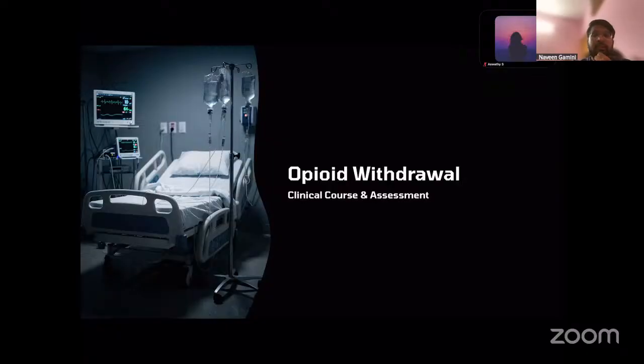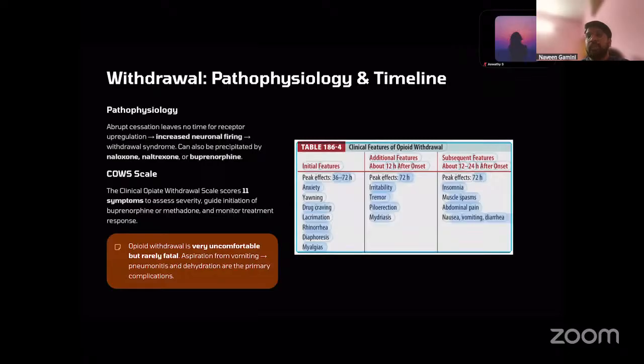Now let us come to the next topic, which is opioid withdrawal. Till now, we have discussed the toxicity symptoms. Now we are talking about withdrawal, where the receptor activation will reduce. So what is the pathophysiology?